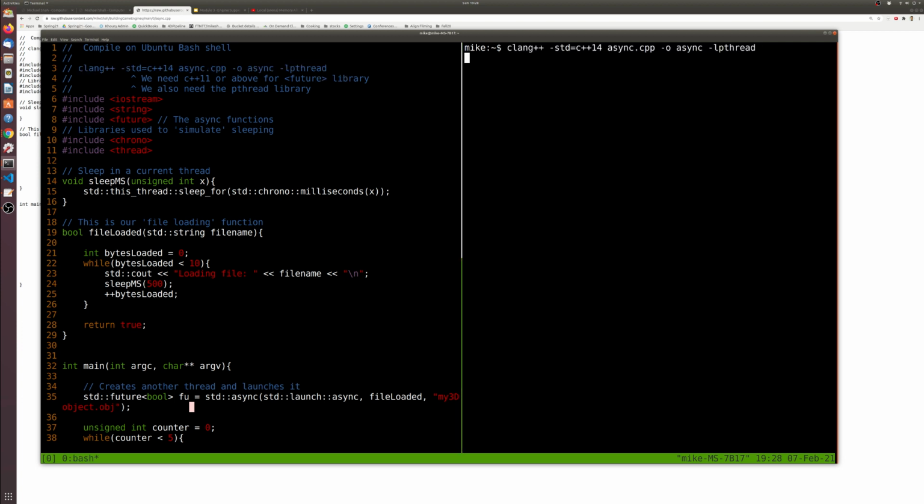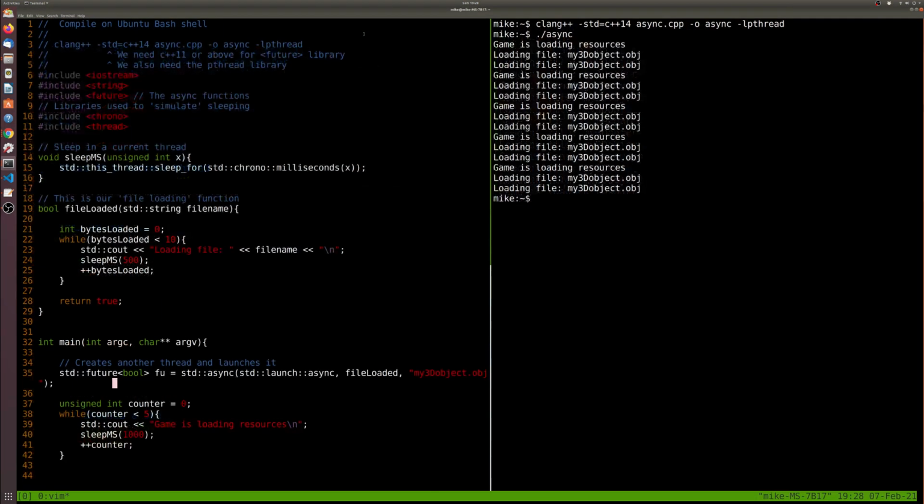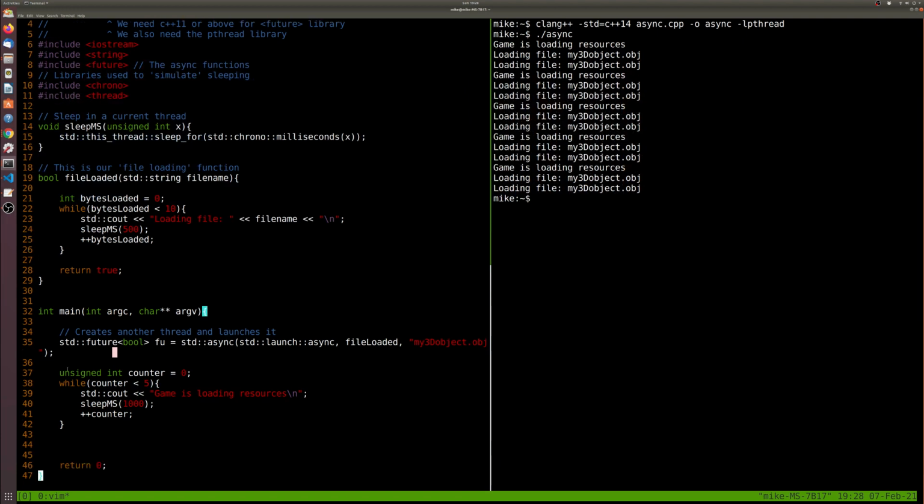I'll go ahead and compile it, run the async, and then you can see from this code, let me scroll down a little bit, just so you can see again what's going on: I have this loop that's running here. It says game is loading resources, and then it pauses, right? It just goes to sleep. But I've already launched this other thread asynchronously. So you're going to see, even though we're caught in this loop, we've just launched this thread that's going to start doing work.